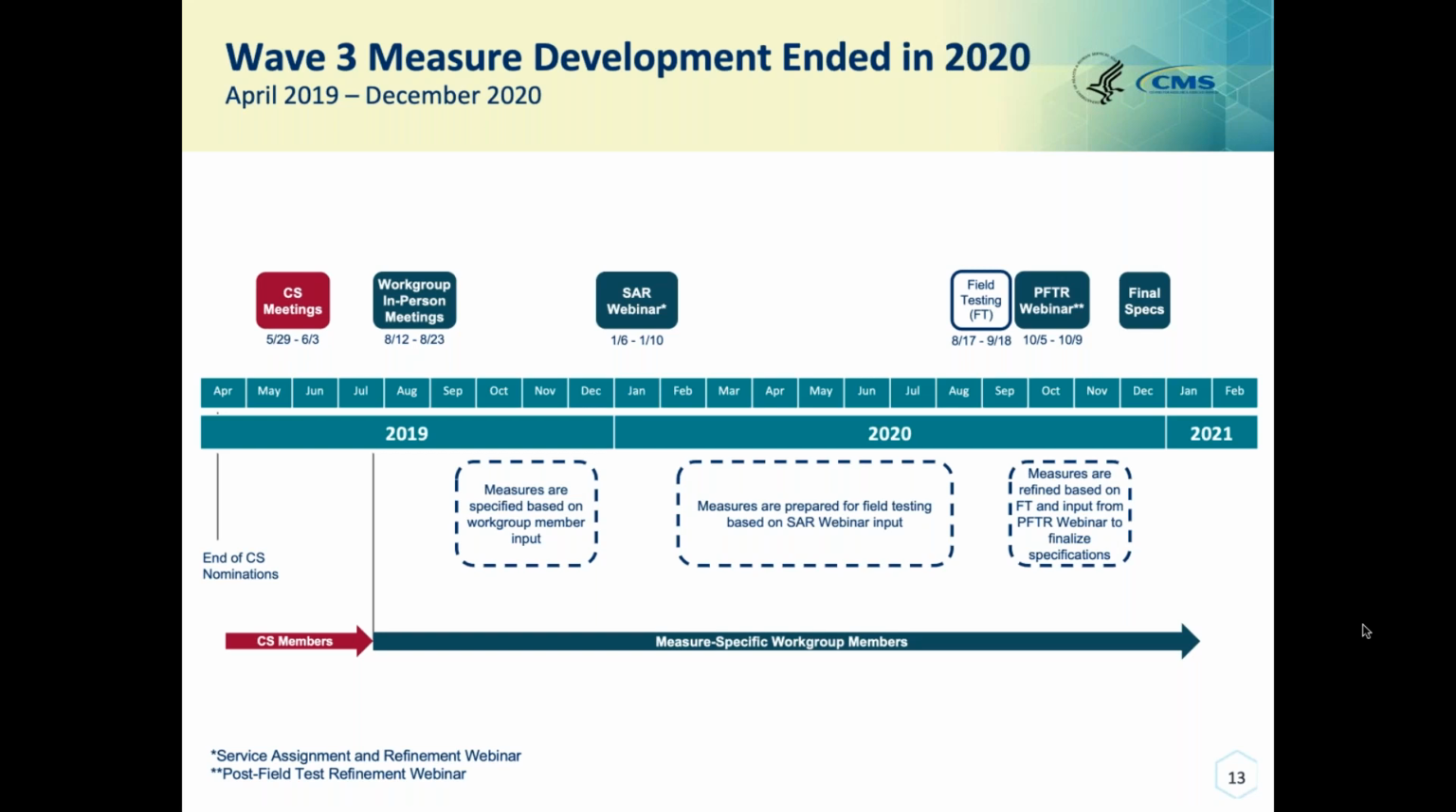Then in August and September of 2020, we conducted a national field test of the measures with their draft specifications. During this period, we sent out around 214,000 reports to clinicians and clinician groups via the QPP portal so that they could review how they would have performed on the measure and share any feedback with us. Afterwards, the expert work group members convened once more for the post-field test refinement webinars to discuss field testing feedback and any refinements to the measures to finalize the specifications. Next slide, please.